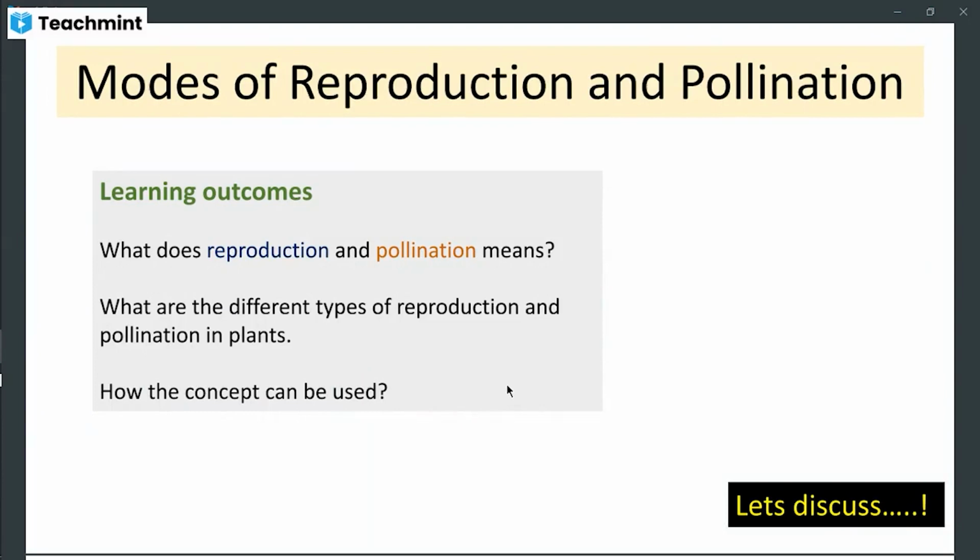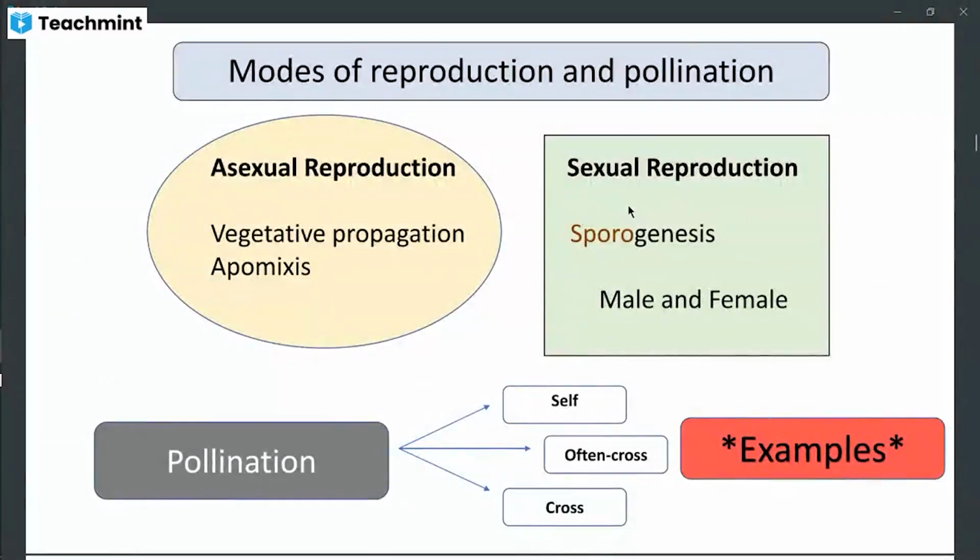So we'll just begin the session. We all know that reproduction in plants is divided into two types. One is asexual reproduction and the second is sexual reproduction. Before directly jumping into these topics, we will just understand what are the essential and basic things that we should know.